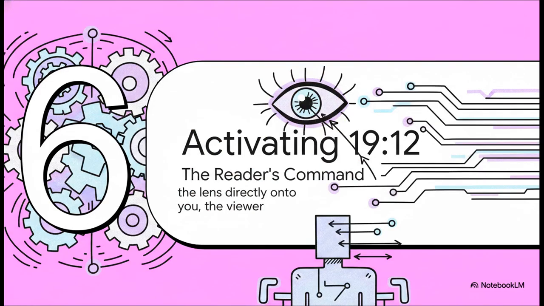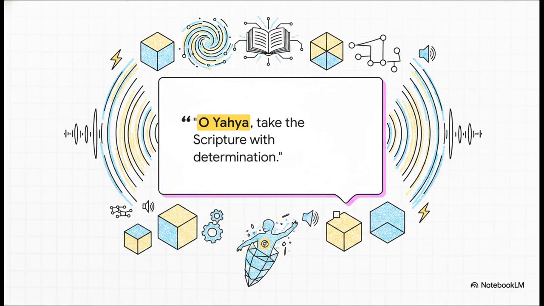Which leaves us with the final piece of the puzzle. Section 6, activating 1912, the reader's command. You see, this whole framework is not just some abstract map of the past. It is an active, live circuit waiting for an operator. And the activation command is explicitly given in verse 1912.